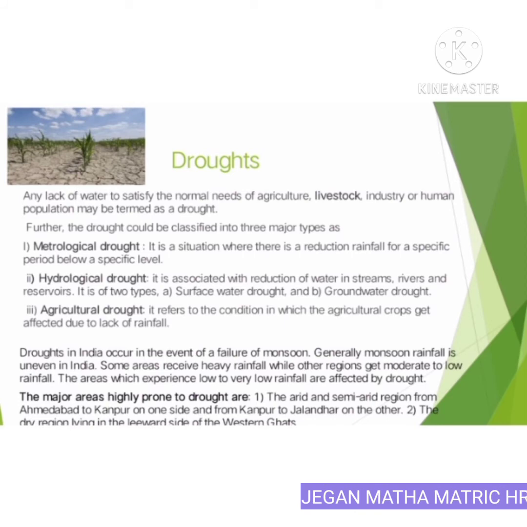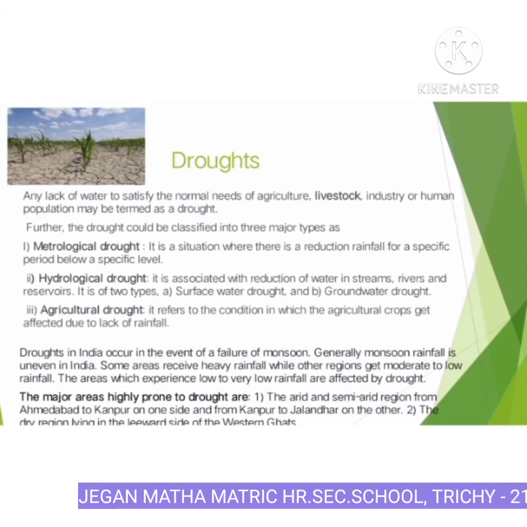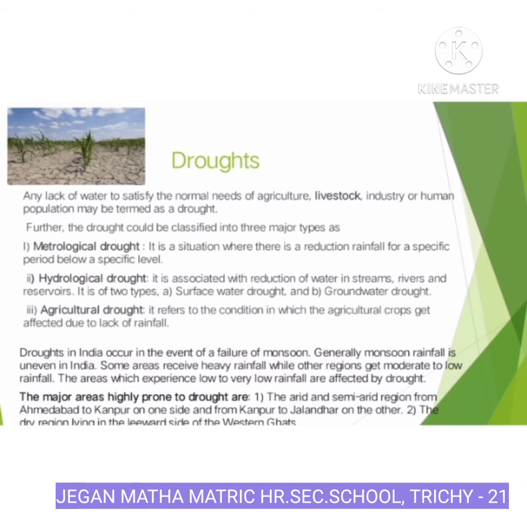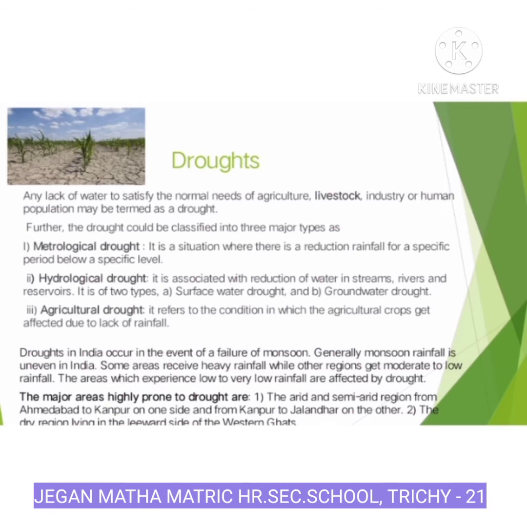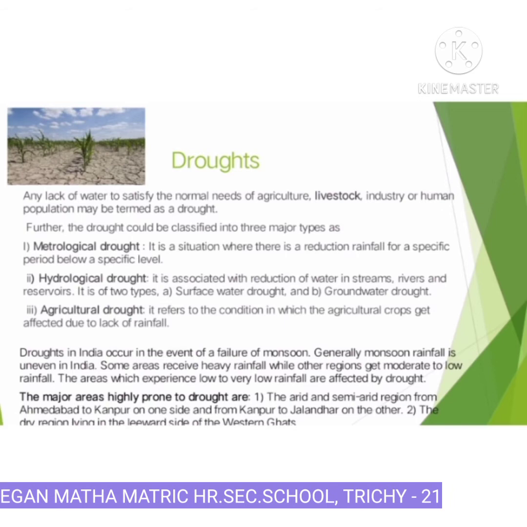Next one is droughts. Any lack of water to satisfy the normal needs of agriculture, livestock, industry, and human population may be termed as a drought. Further, the drought could be classified into 3 major types. First one is meteorological drought. It is a situation where there is reduction in rainfall for a specific period below a specific level. Hydrological drought is associated with reduction of water in streams, rivers, and reservoirs. It is of 2 types: first one is surface water drought, and second one is groundwater drought.